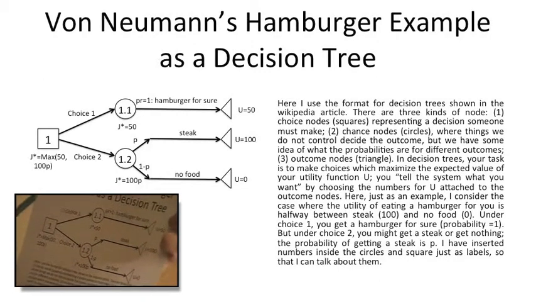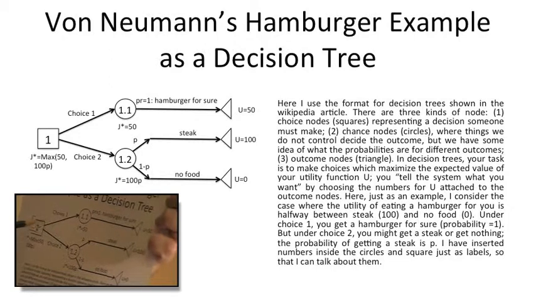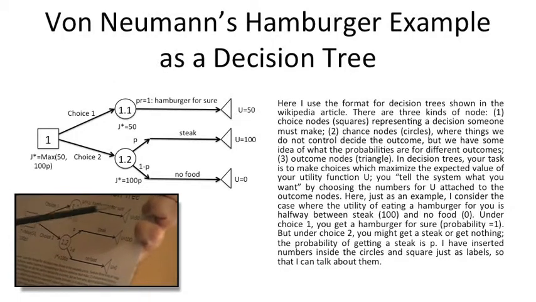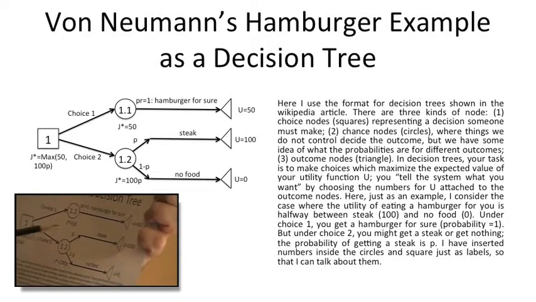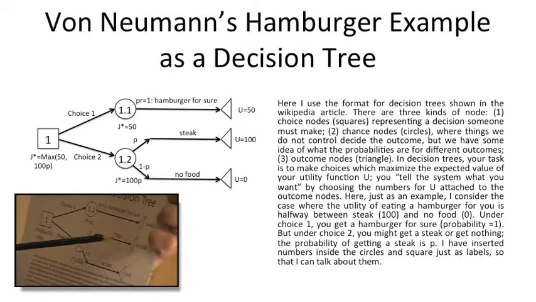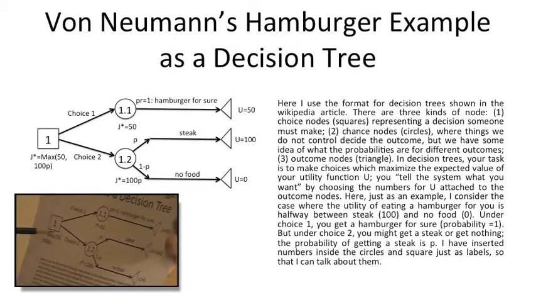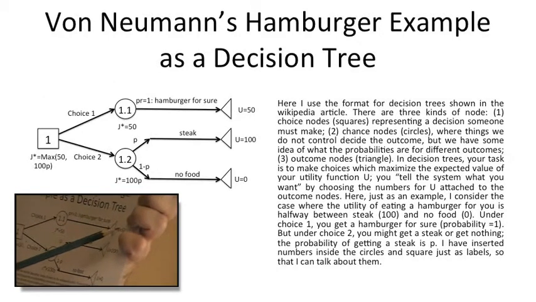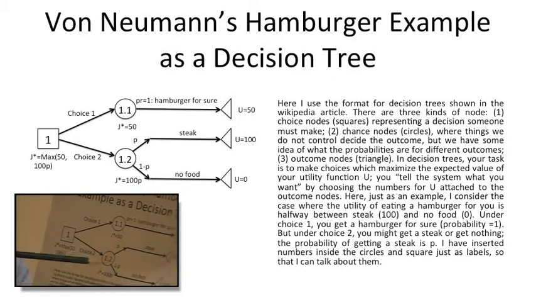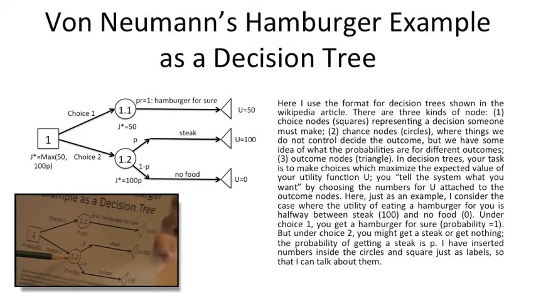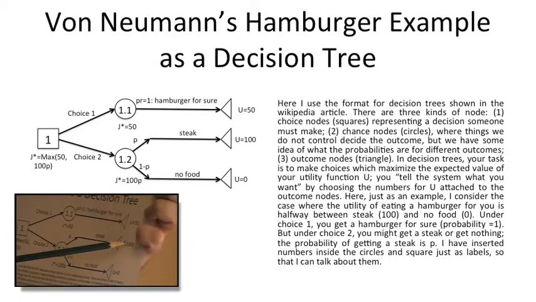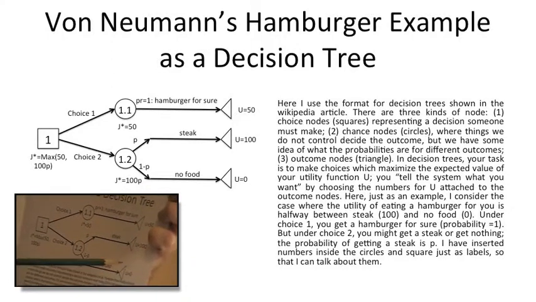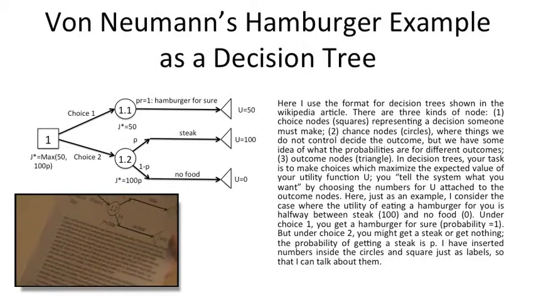In this decision tree, you start out with a choice. This is the choice von Neumann asks you about. He asks, do you want a hamburger for certain, or do you want to have a 50-50 chance, an uncertain chance, between a steak and no food at all? Okay? So you start with a choice. If you pick hamburger, the probability is 1. You know the outcome of hamburger. You get to this outcome, 50. If you pick the coin toss, there's a probability P that you'll get steak, which is worth 100 to you. There's a probability of 1 minus P that you'll get no food at all. Okay? So this is just a simple decision tree showing the same thing.